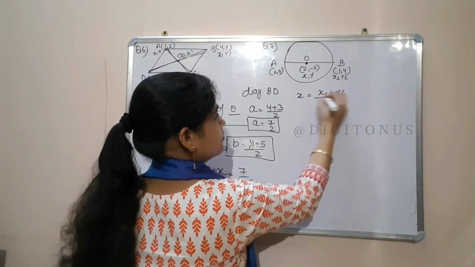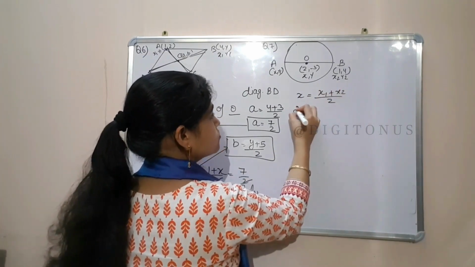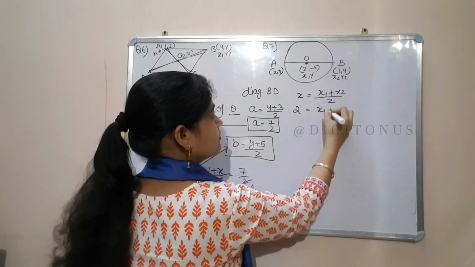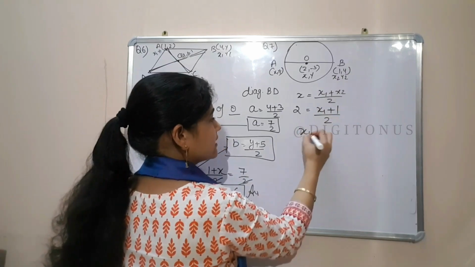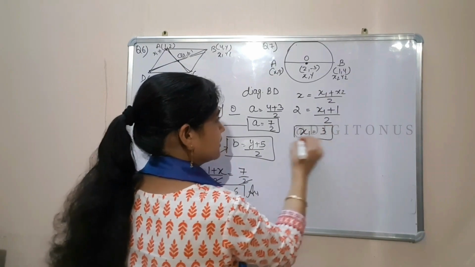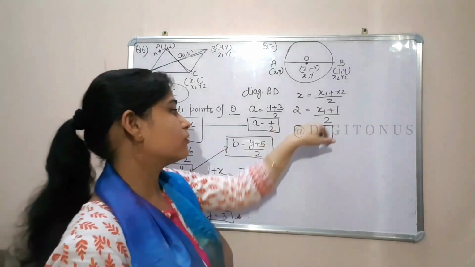x1 plus x2 upon 2. It means 2 is equal to x1 plus 1 upon 2. 2 into 2, 4. x1 value is 3. Yes? 2 into 2, 4 minus 1.